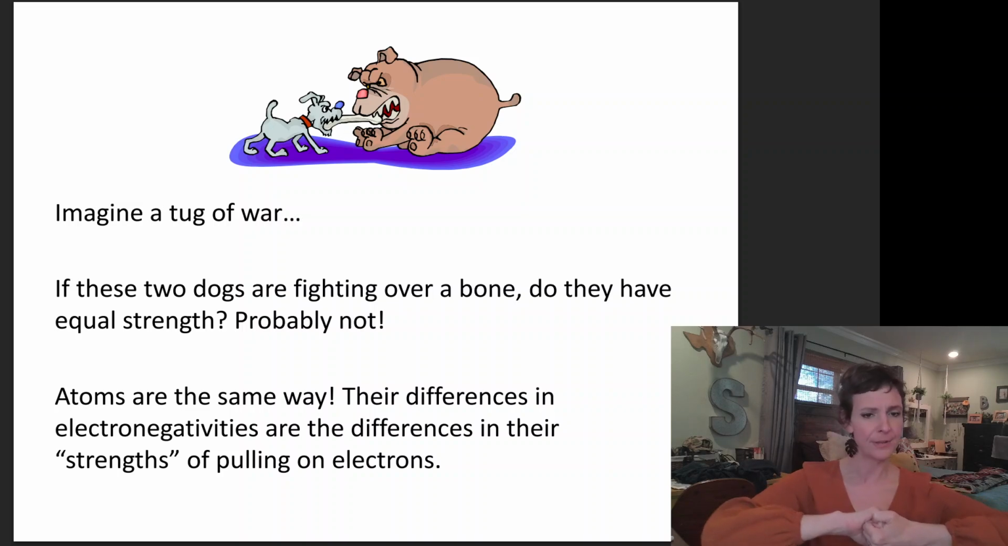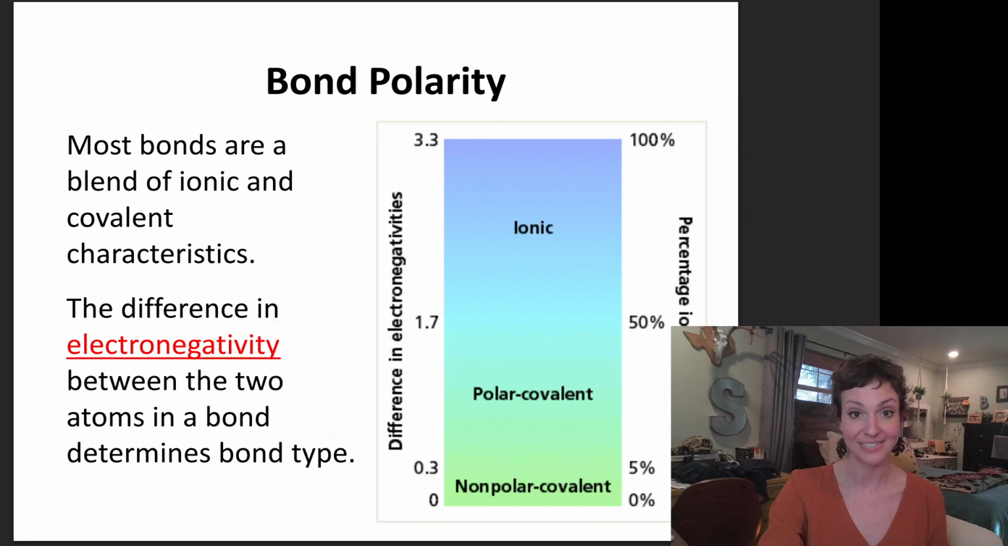One could be a carbon, one could be a fluorine. They're different electronegativities. If I looked on my chart, how would that affect the bond? So let's talk about bond polarity. Most bonds are a blend of ionic and covalent characteristics. The difference in electronegativity between the two atoms in the bond actually determines the bond type.